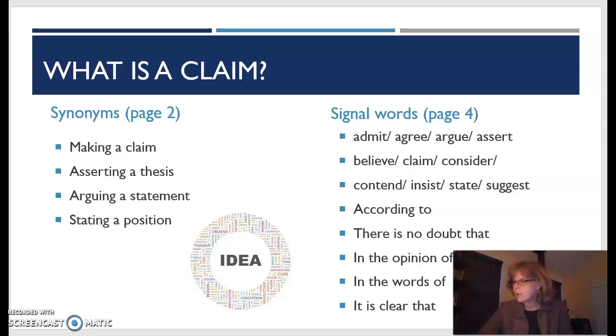And then we have signal words that introduce claims that are expressions or phrases. Something like, according to this writer, or there is no doubt that this is true, in the opinion of, in the words of. I want you to be familiar with these expressions. We're going to look for these expressions when we look for a writer's central claim.